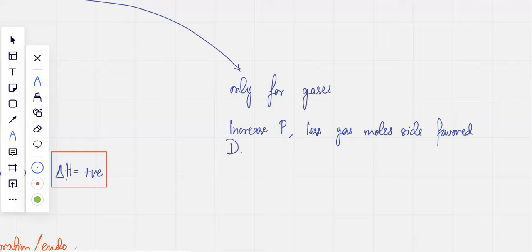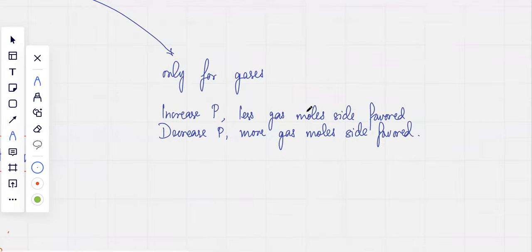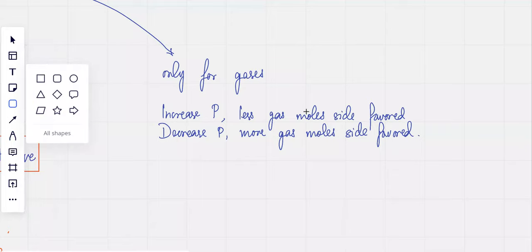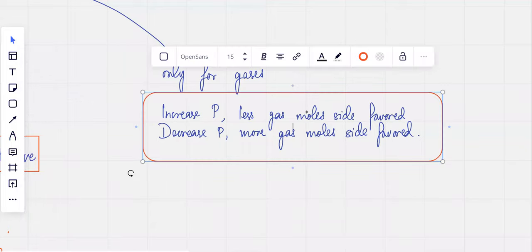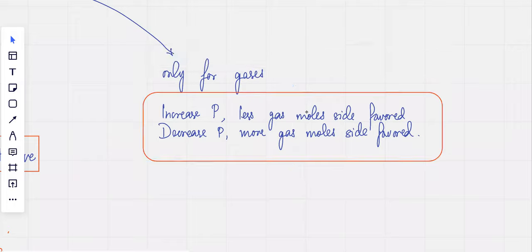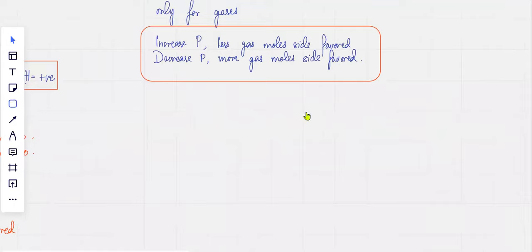And vice versa, if you decrease pressure, then the more gas mole side would be favored. In simple words, if you increase pressure, less gas would be formed. And if you decrease pressure, more gas would be formed. That's our rule. And let's do a quick explanation, and be very careful, it's only for gases. Reactions that don't have gases, nothing would happen. As I said, I'm going to do an example for this.